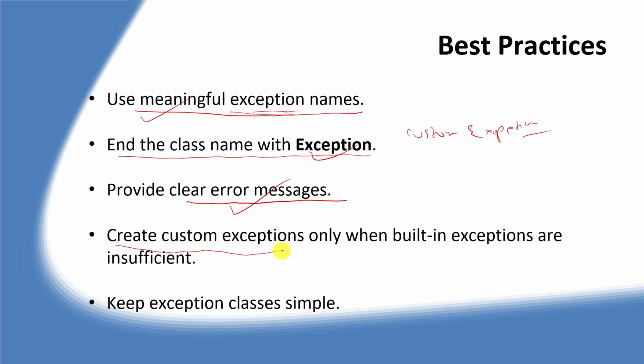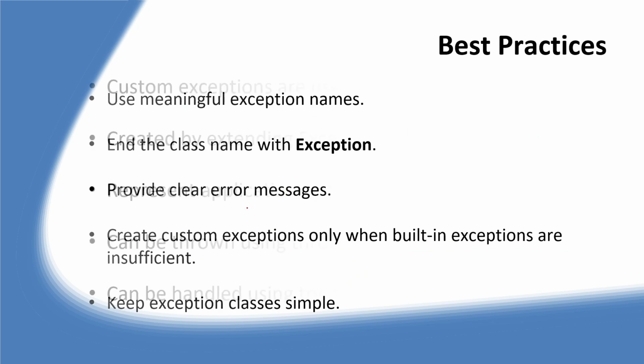Create custom exceptions only when built-in exceptions are not sufficient. Okay, so sometimes it happens that we cannot use built-in exceptions. We need to create a custom exception based on our business requirement. So in that case, built-in exceptions will be insufficient. In those particular cases we will use custom exceptions. Okay. Keep exception classes very simple, based on our need.